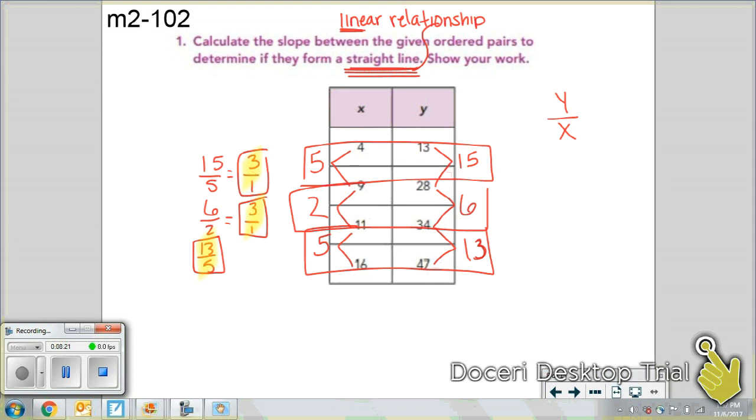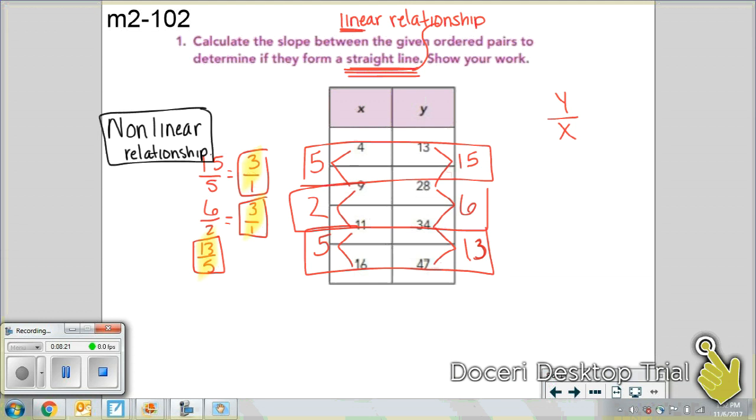Now we've talked about it as a linear relationship up above, so instead of saying not a straight line, we're going to talk like math people would talk, and we're going to say this is a non-linear relationship, because remember, linear means straight line. Okay, so again, if our slopes that we come up with are not all congruent, the exact same, that means this is a non-linear relationship.